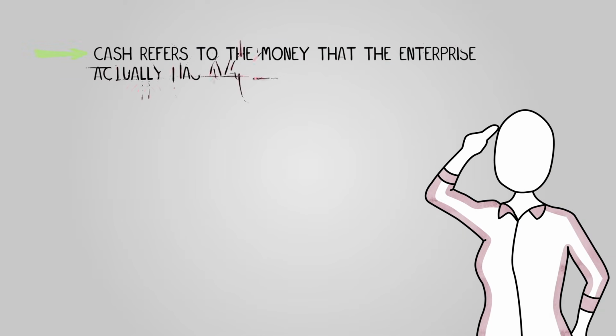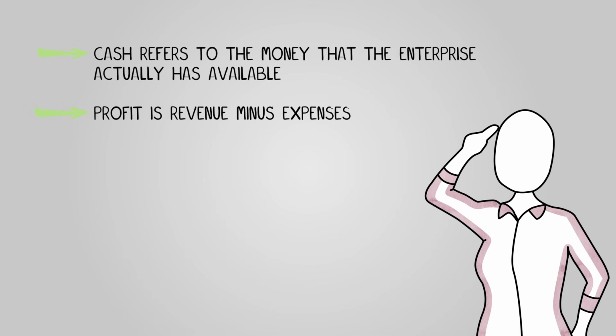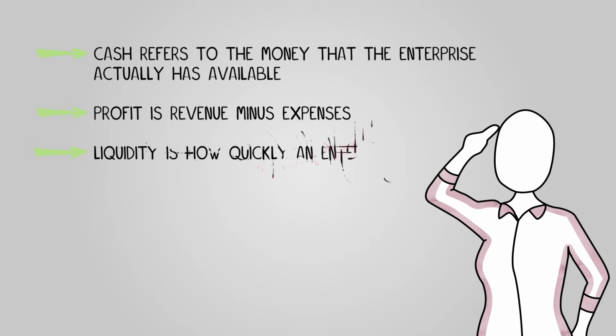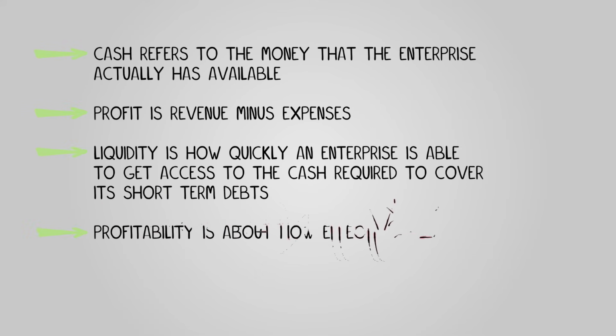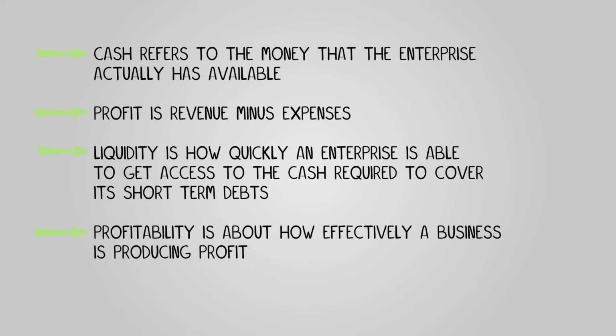In conclusion, cash refers to the money that the enterprise actually has available. Profit is revenue minus expenses. Liquidity is how quickly an enterprise is able to get access to the cash required to cover its short-term debts. Profitability is about how effectively a business is producing profit.